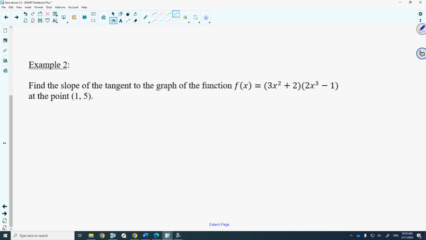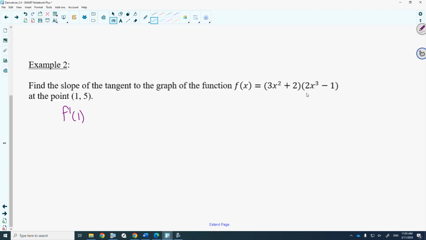We'll look at class example 2. Find the slope of the tangent line to the graph of this function at this point here. So basically what this is asking is on this curve, there's a point. The point is at 1, 5. They want to know what is the slope on this curve when x is 1. So essentially what they're going to be asking is f prime of 1. So let's take the derivative of this, and then we'll find the slope at 1.